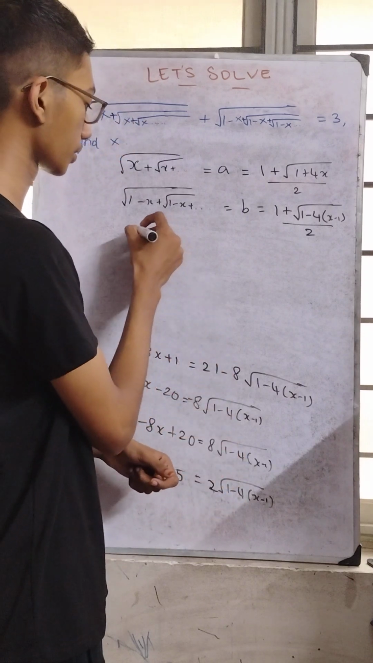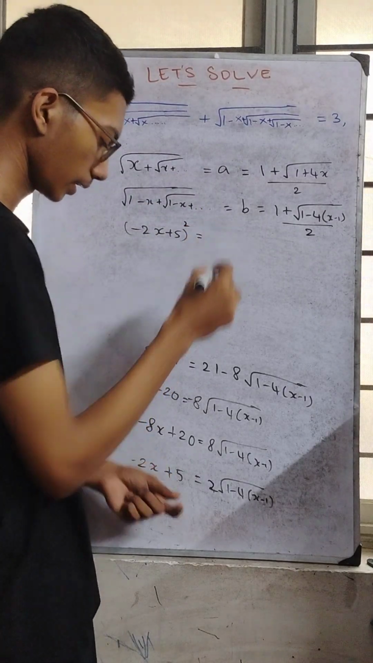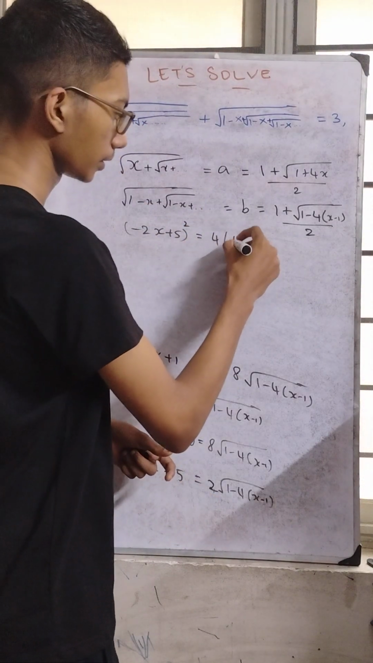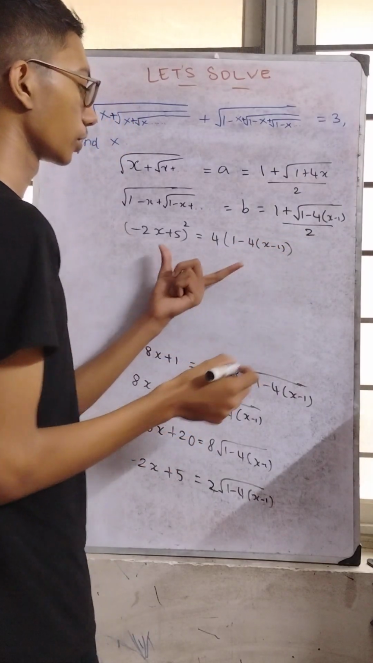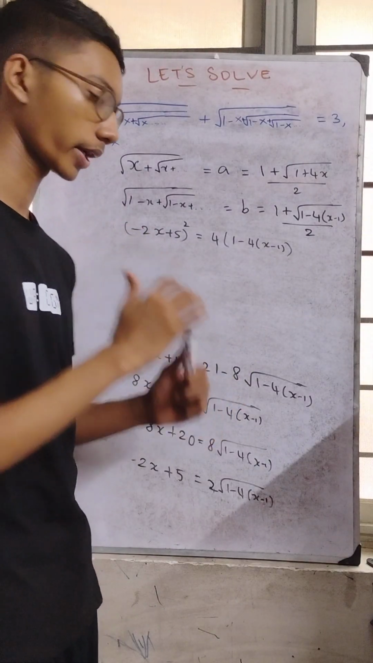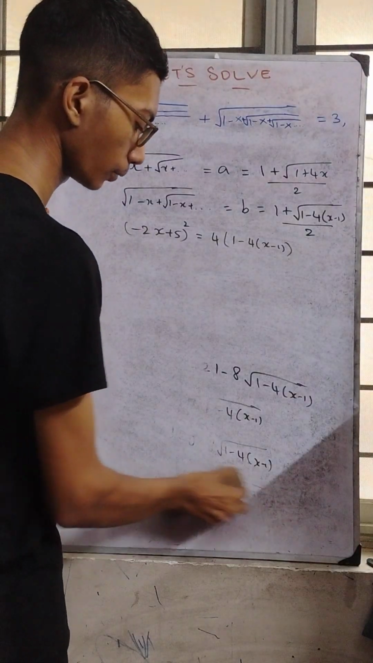So squaring on both sides: minus 2x plus 5 the whole square equals this square, 2 square is 4, and the inside term is 1 minus 4 of x minus 1. So this is what we have here. Now we got rid of all the square root terms. So now it's just basic computation.